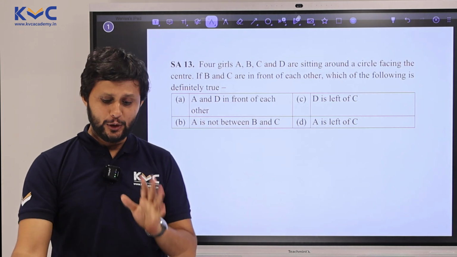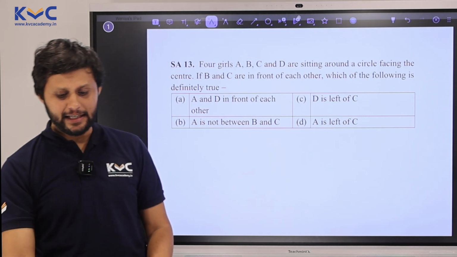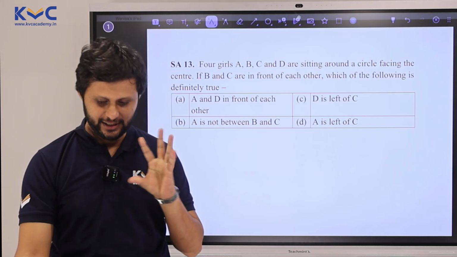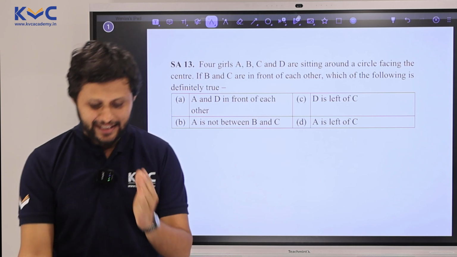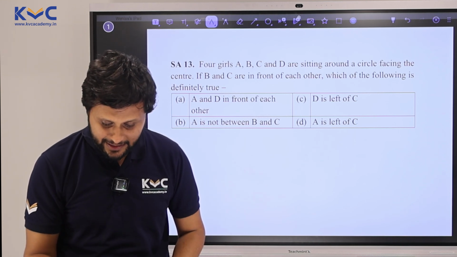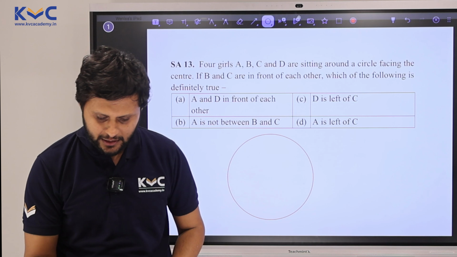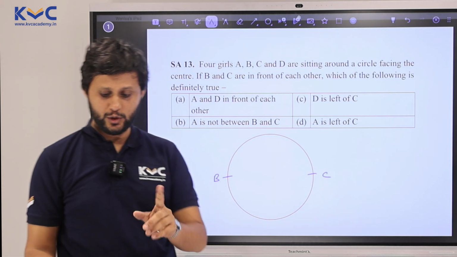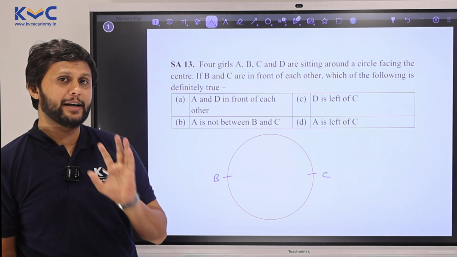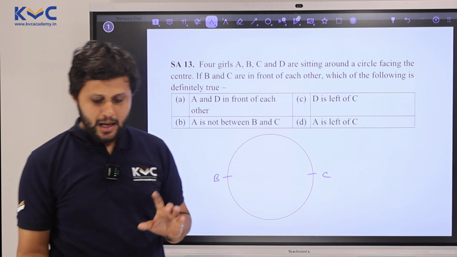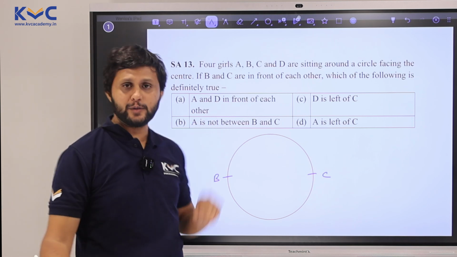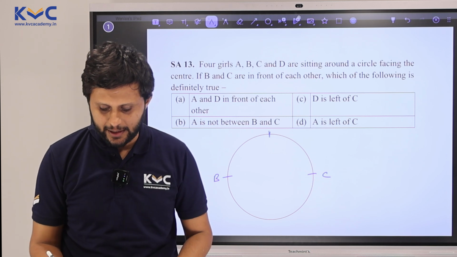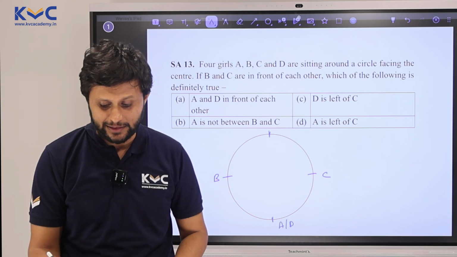Question number 13. 4 girls A, B, C, D are sitting around a circle and chit-chatting. If B and C are in front of each other, so we have a circle, B and C in front of each other. Randomly, I'll mark them B and C. What's the question? Which of the following is definitely true? Okay. First option is A and D in front of each other. If B and C are sitting in front of each other, I can put A and D over here only, right? Because there are only 4 people.